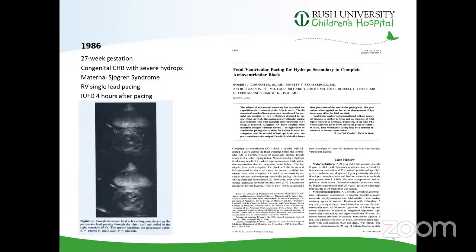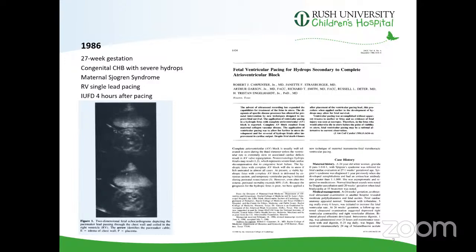It was a 27-week fetus with congenital complete heart block with severe hydrops. They reported that the heart rate was 32. The discussion with the family was that intrauterine fetal demise was going to be imminent.